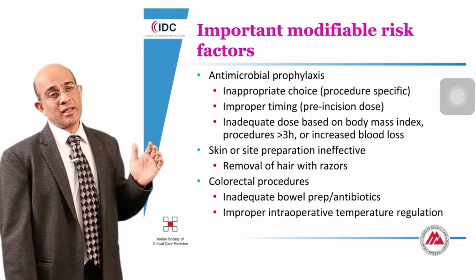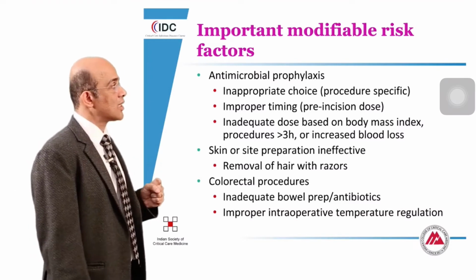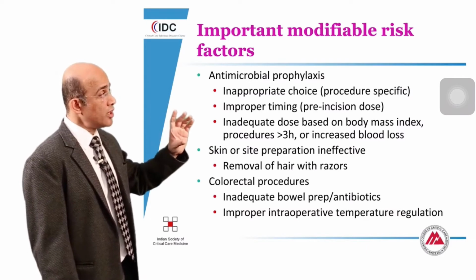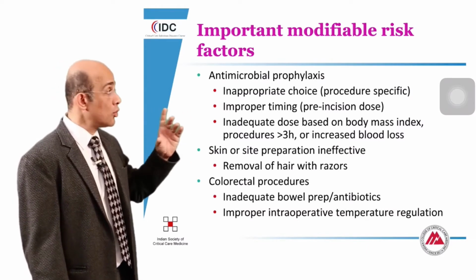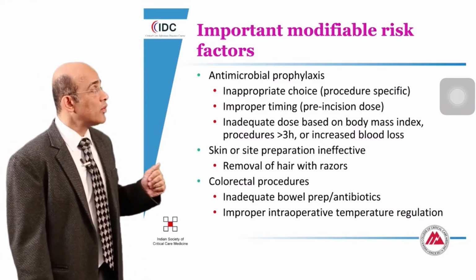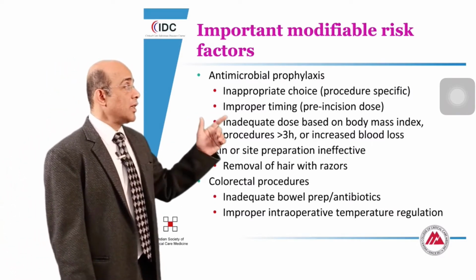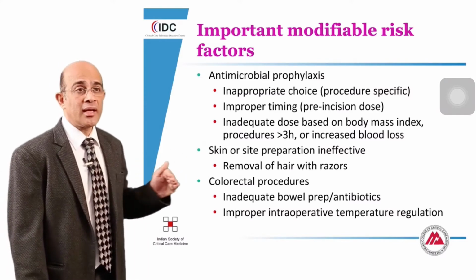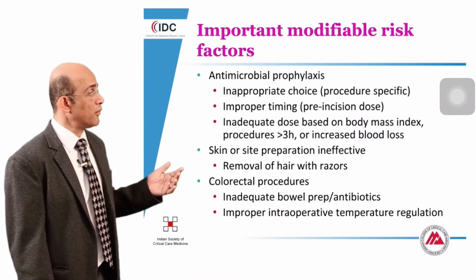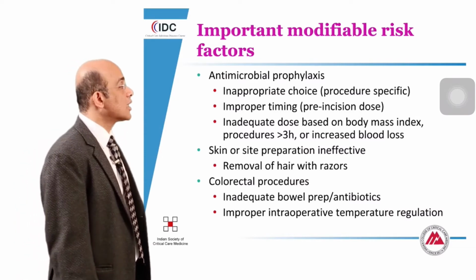The modifiable risk factors which can be worked upon to minimize the chances of surgical site infections are mainly the antimicrobial prophylaxis. This refers to the appropriateness of the choice, the timing, and the dose, and whether redosing has been done. Also whether the skin site preparation is effective, and with regards to colorectal procedures, whether adequate bowel preparation has been done. The maintenance of temperature, especially again in bowel cases, is very important. Hypothermia during surgery can lead to an increased risk of developing surgical site infections.